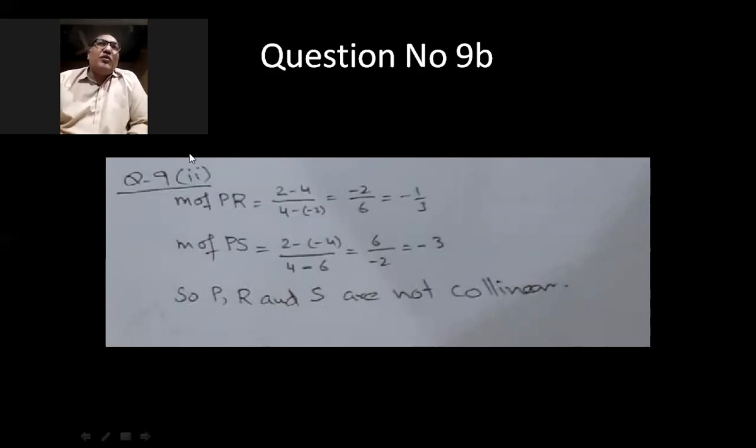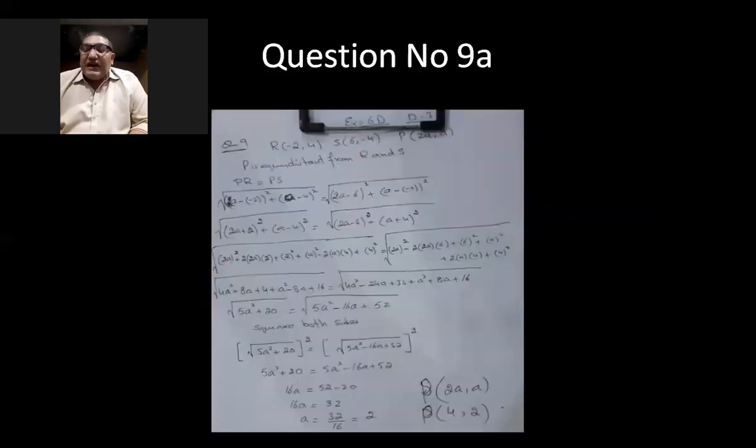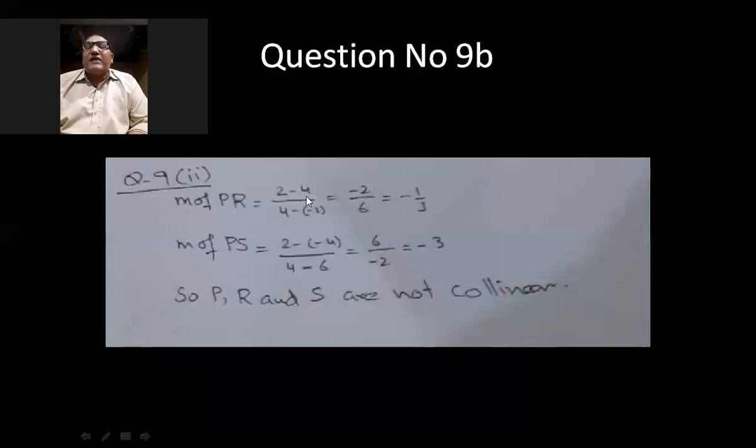The slope of the PR will be 2 minus 4 divided by, the formula is y2 minus y1 divided by x2 minus x1. You just apply the formula on the PR. So 2 minus 4 divided by 4 minus minus 2, it will be minus 2 divided by 6, equals to minus 1 by 3.